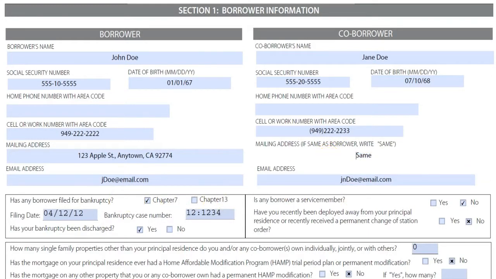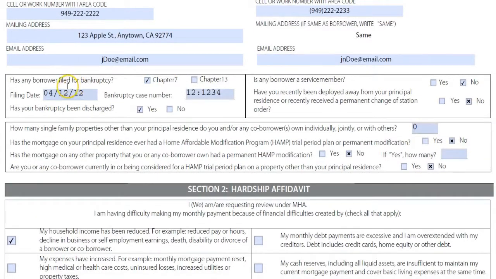documents. In the middle part of this page, it's asking, has the borrower filed for bankruptcy? If you have, please check Chapter 7 or Chapter 13. You will need to know the date filed and the case number. So if you want to go ahead and grab your bankruptcy documents before you fill out this form, so that you have it handy. Has your bankruptcy been discharged? This is important for them, so make sure that you check this box, because if not, they will kick your form back.